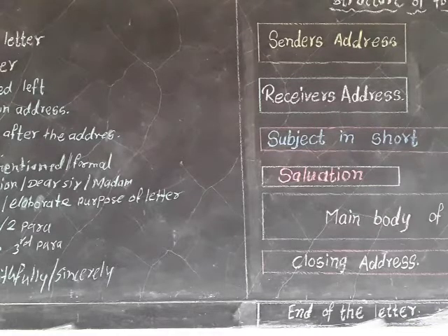Then after that, the main body of the letter should be written. The closing address is there at the end, the closing address and end of the letter. Your letter should end with yours faithfully or sincerely, words like this, okay. That is called the valediction. So with a good valediction, your letter should be completed.